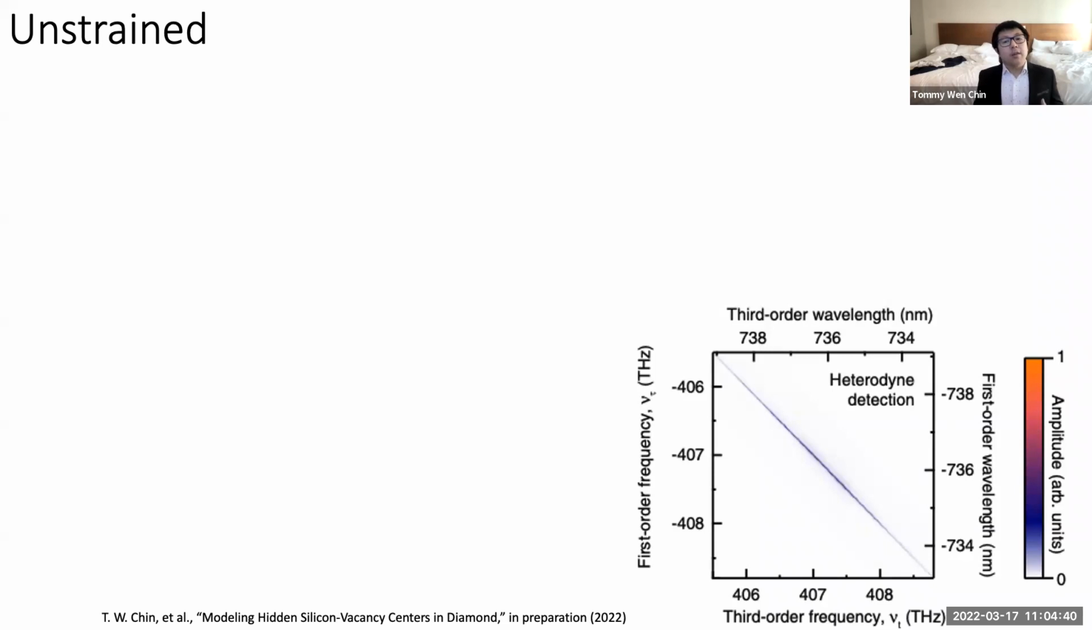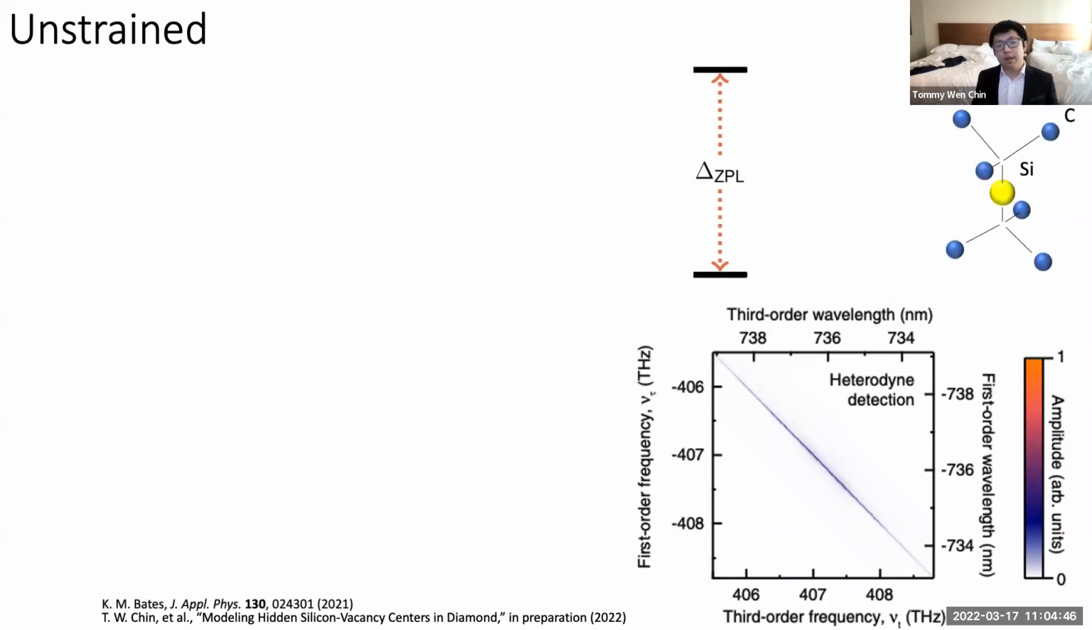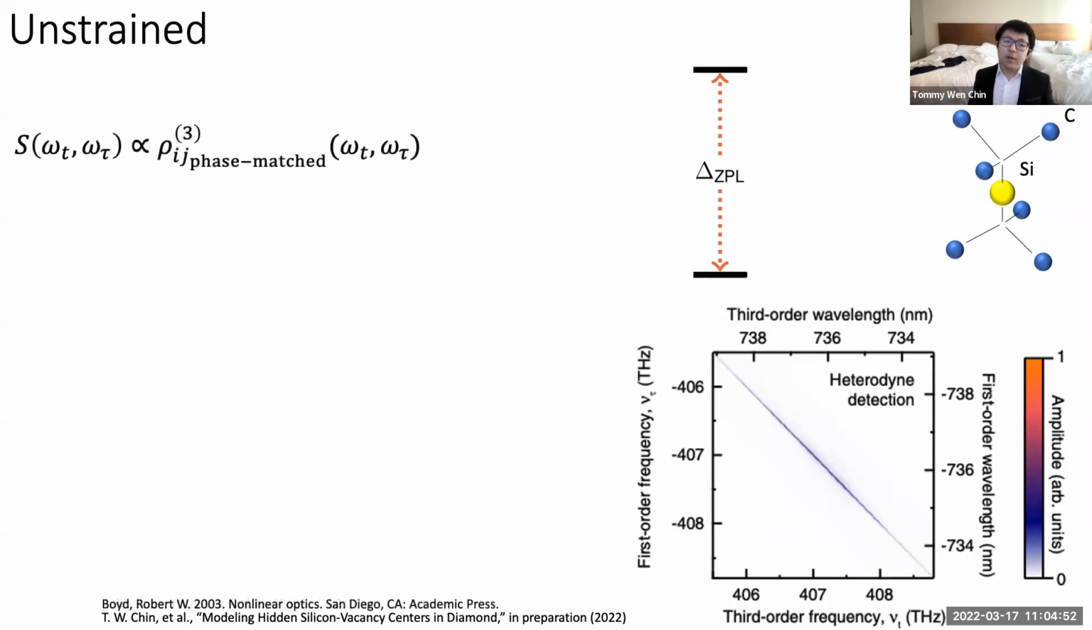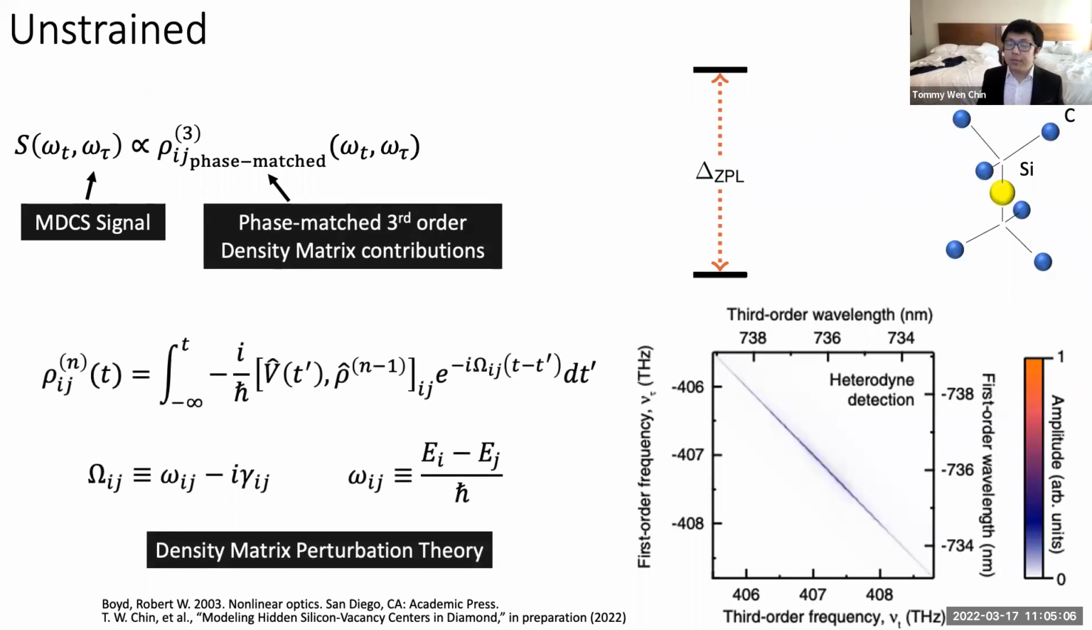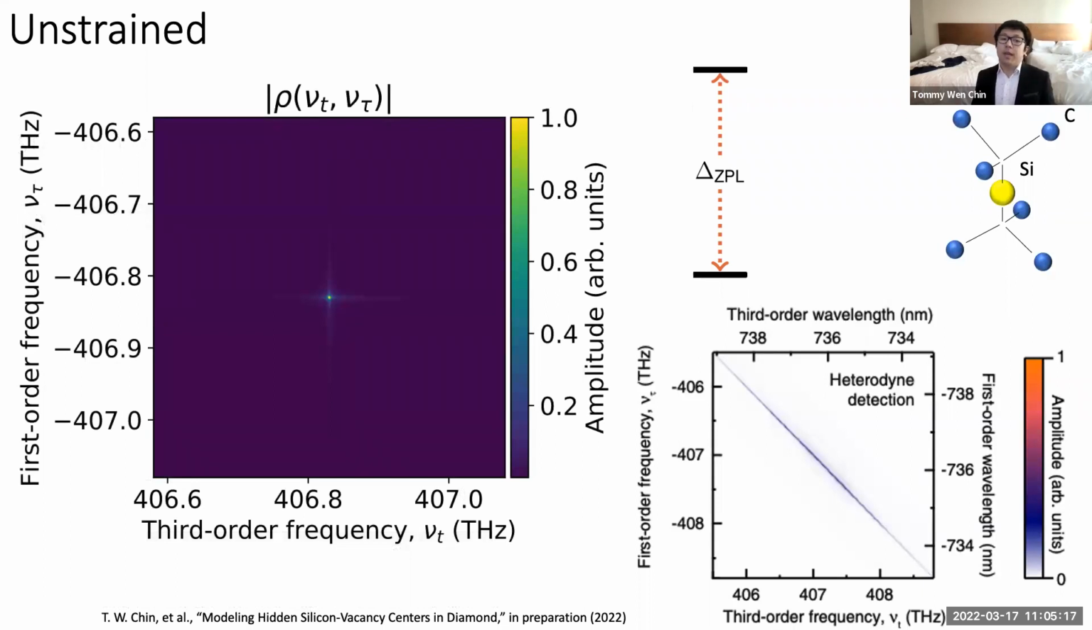I start off by creating a simulation of the heterodyne detection. I start simple with a 2-state system separated by a zero phonon line. And I solve for the MDCS signal, which is proportional to a subset of the phase-matched third order density matrix contributions. I employ density matrix perturbation theory, where I can solve for the nth order correction in terms of the (n-1)th order correction term. Doing that for our simple two-state system, we obtain a 2D single Lorentzian peak.